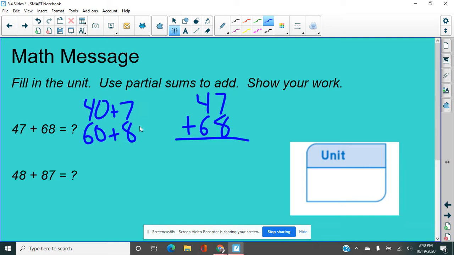So 7 plus 8 is 15. And then 40 plus 60. Well, 4 and 6 go together to make a group of 10, so 40 plus 60 is 100. And then I just put these parts together, 115, to get my answer.